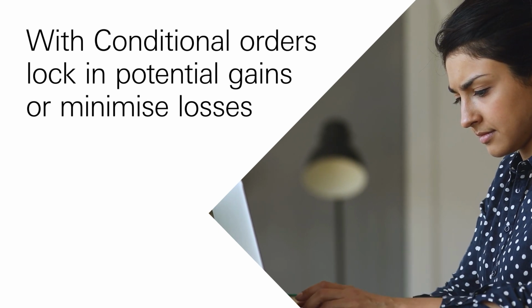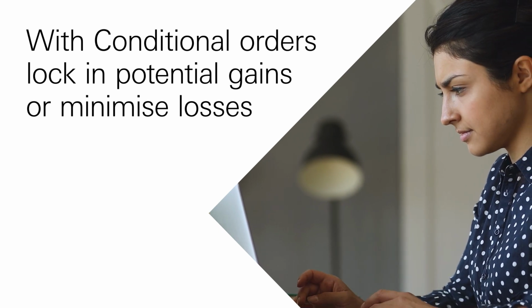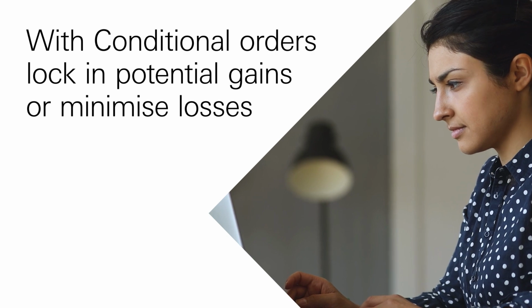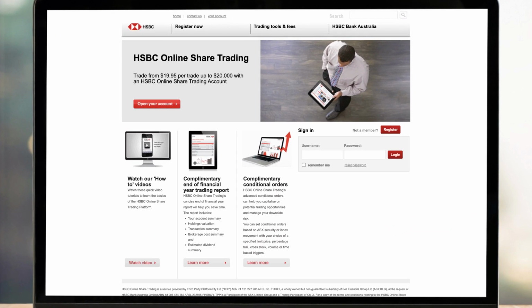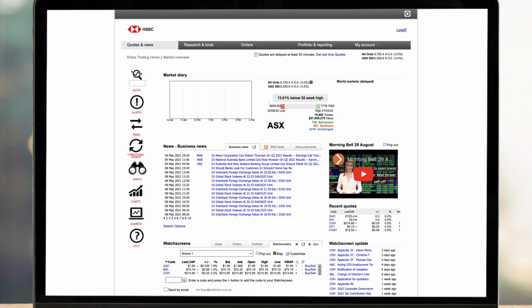Conditional orders can help you take the emotion out of trading, as well as help you stay on course with your trading strategy. So, let's run through how to place a conditional order. Start by logging into your account. To place an order, the Conditional tab is on the left-hand toolbar, the fourth tab down.